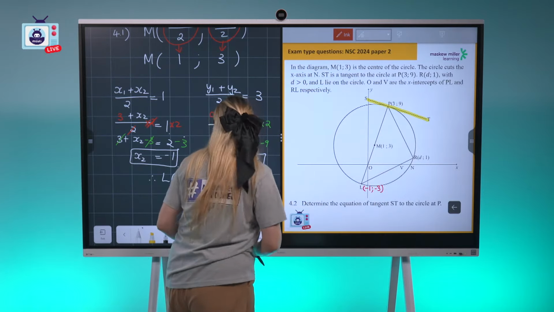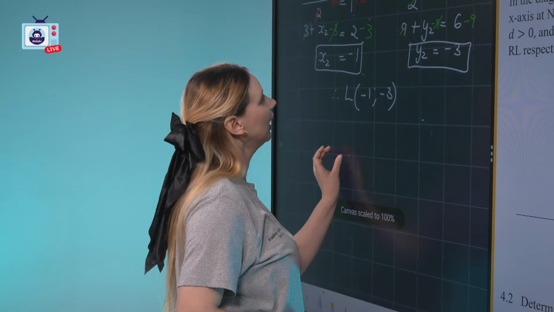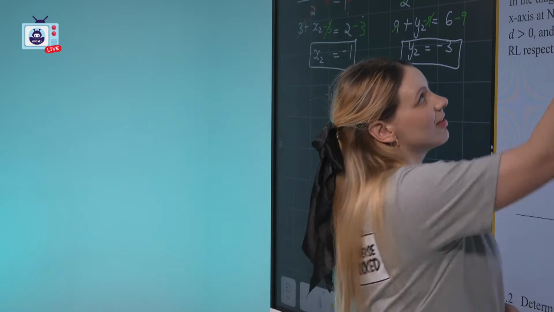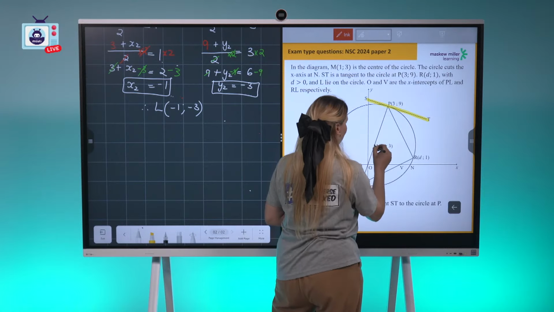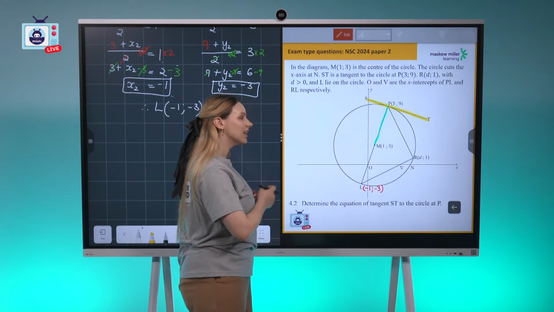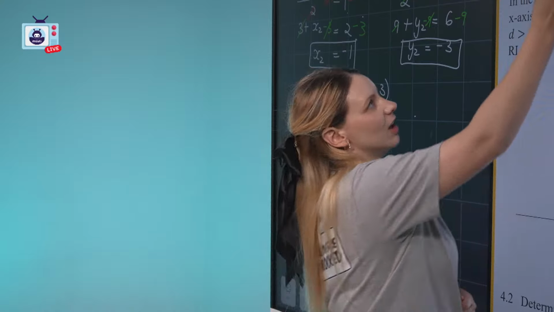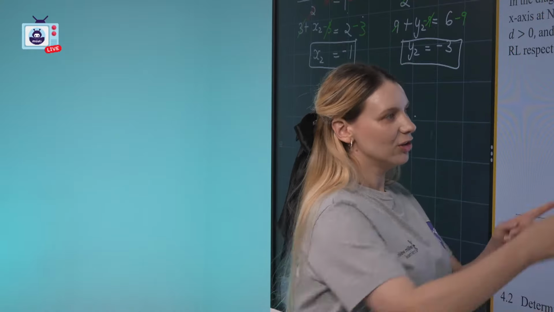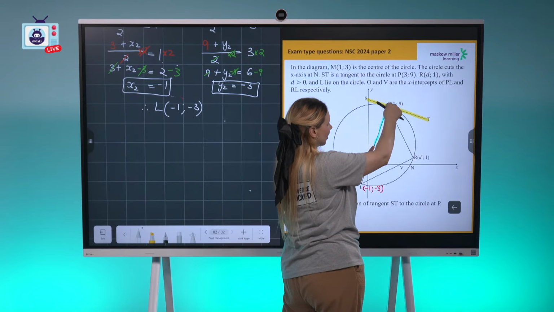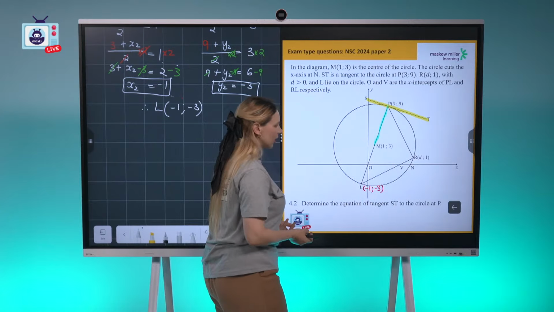Now, let's talk about tangents. What do we know about tangents and circles? Can we think of anything about tangents and circles? Because what I'm seeing here is the radius MP, and I should know that the radius is always perpendicular to the tangent at the point of contact. So I'm going to use that now to get the gradient of this radius. And if I can get the gradient of this, I should be able to get the gradient of my tangent. Why do I need the gradient of my tangent?